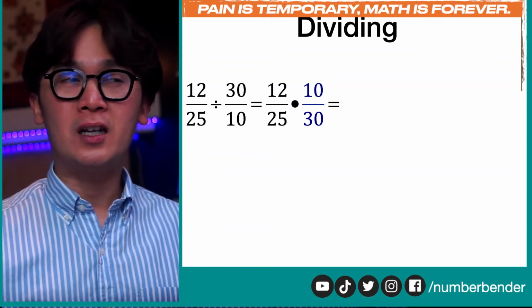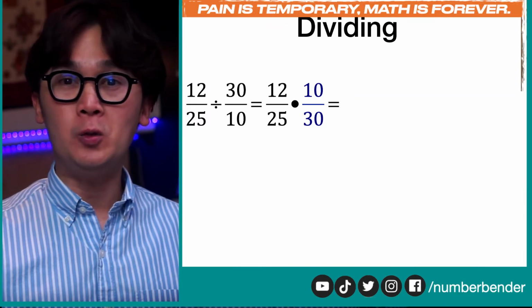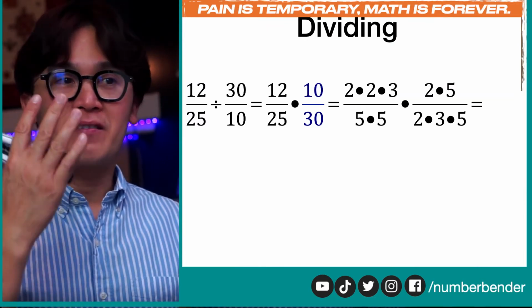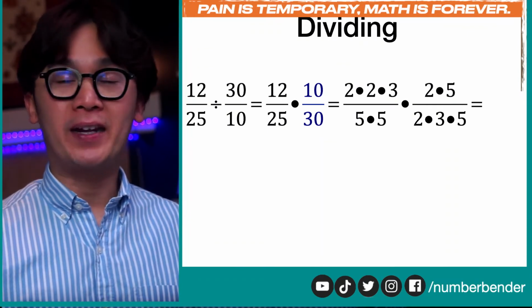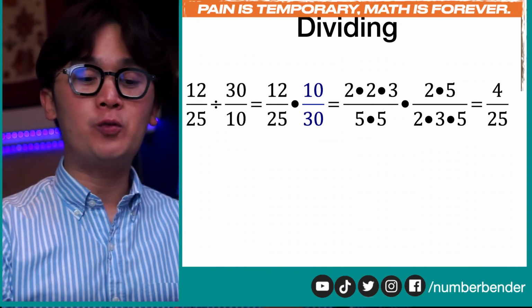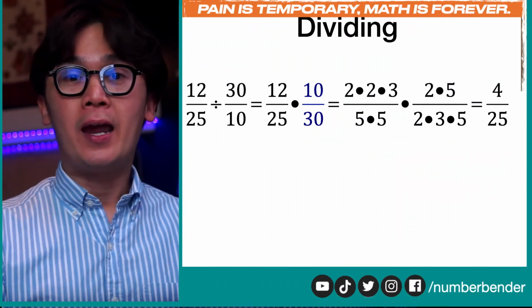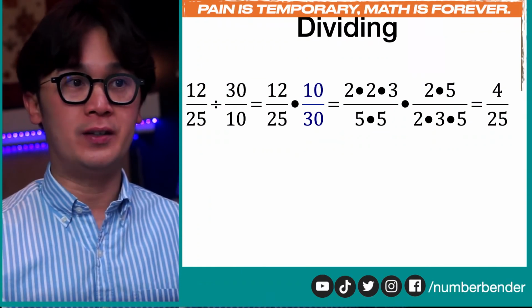And 30 is 10 and 3, which is 2, 5, and 3. So now we have these prime factors of our fraction. And by canceling out the common terms, we will end up with 4 over 25 as our answer. And this is how prime factorization is used in division of fractions.